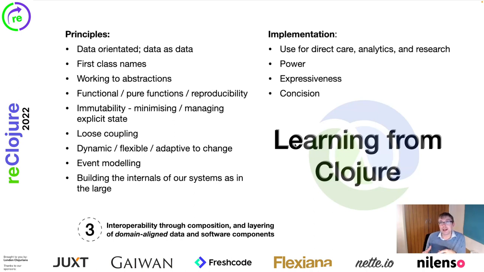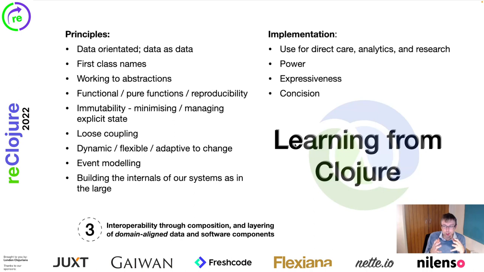Clojure can teach us a lot. Clojure is a great language for implementation. I can use it now for building applications for direct care, for analytics pipelines, and I can use it in research. It's powerful, it's expressive, and it's concise. But perhaps the most important thing health and care can learn from Clojure are the core principles. You know all of these. It's data orientated. Data is data. It has first-class names. We work to abstractions.